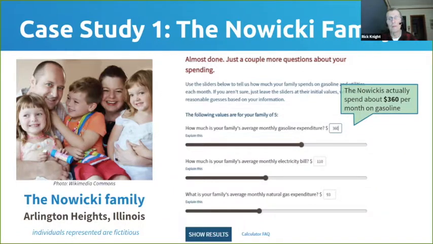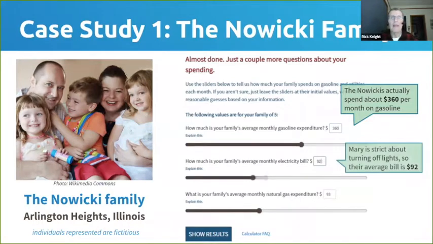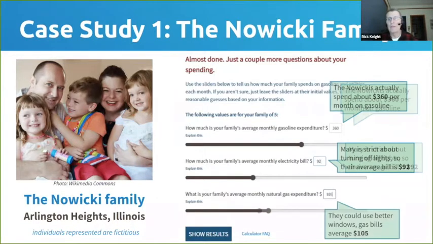So you move the slider up to $360. But on the other hand, they're pretty good with electricity because Mary is strict about turning off lights and all that. And Chuck's gotten some good deals on Energy Star appliances through his boss. So instead of $110, their electric bill averages about $92. But as for heating, they could use some better windows. And their insulation is old, so their heating bill runs a little higher than the $93 estimated by the model, but instead about $105. So as I said, these can be adjusted either by moving the sliders or by typing the numbers into the boxes. Then we click Show Results.